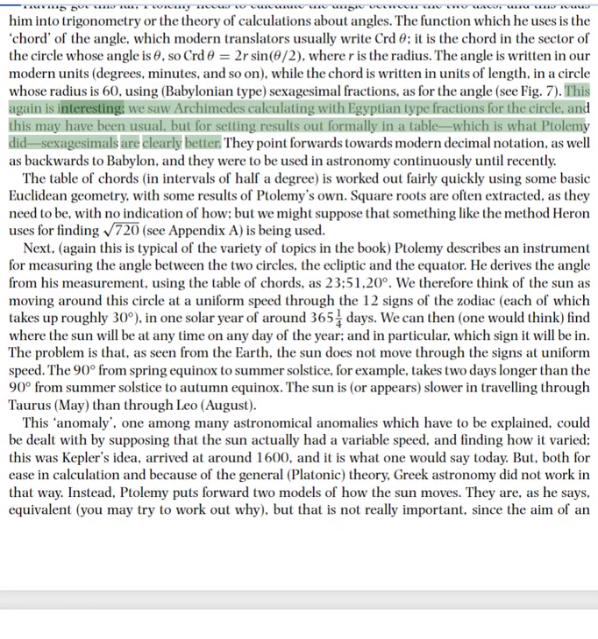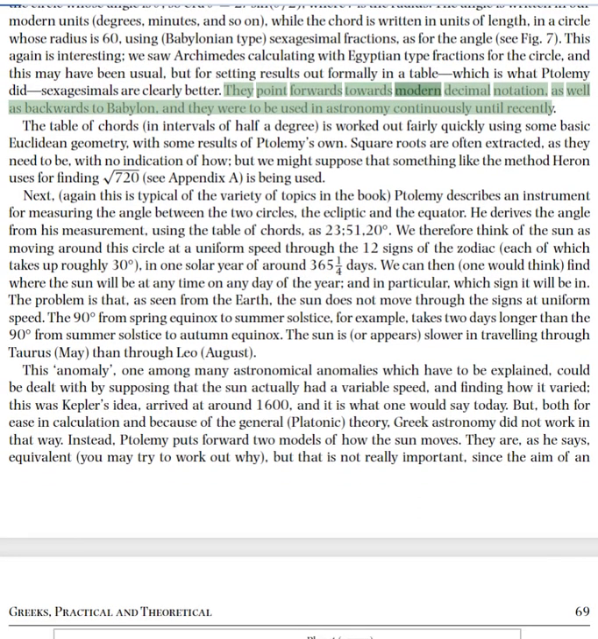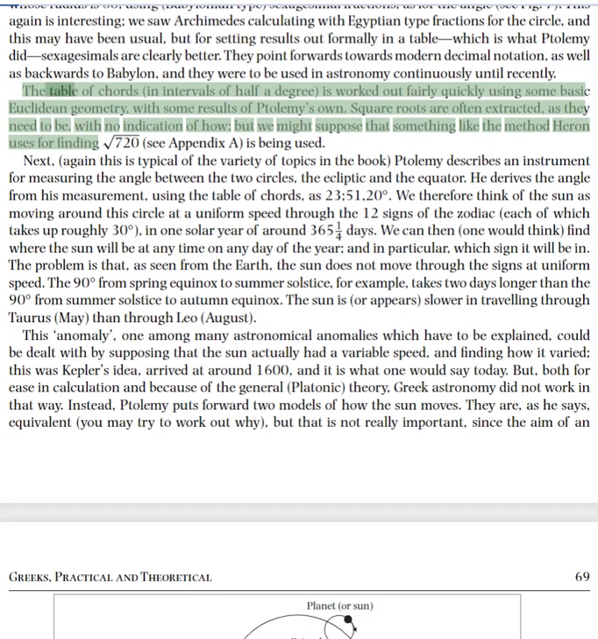This again is interesting. We saw Archimedes calculating with Egyptian-type fractions for the circle, and this may have been usual, but for setting results out formally in a table, which is what Ptolemy did, sexagesimals are clearly better. They point forwards towards modern decimal notation, as well as backwards to Babylon, and they were to be used in astronomy continuously until recently.